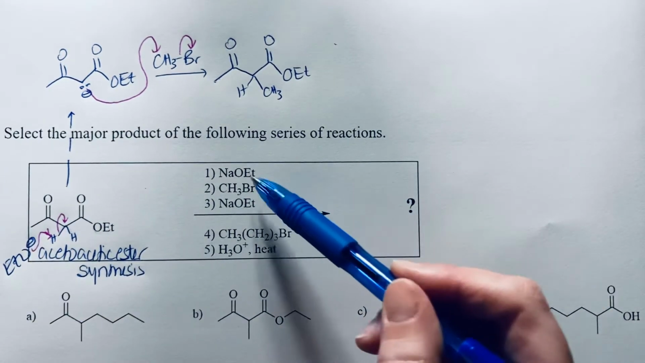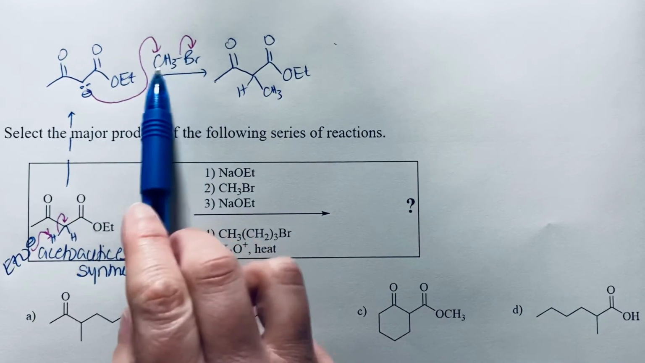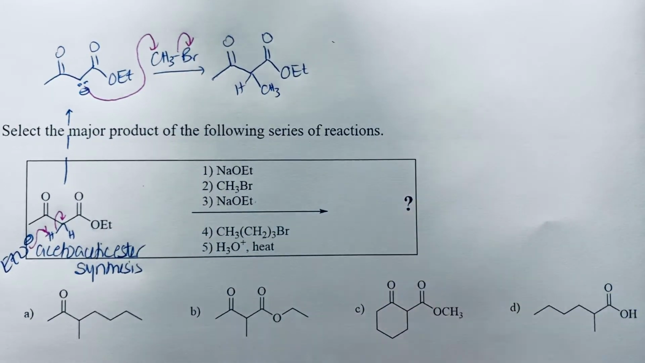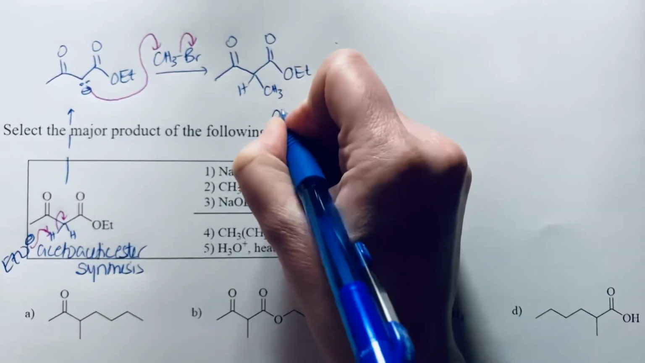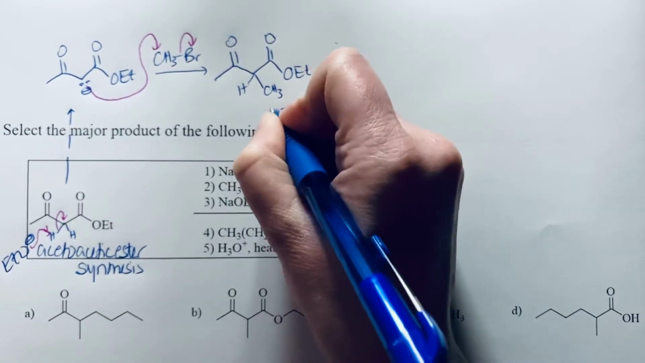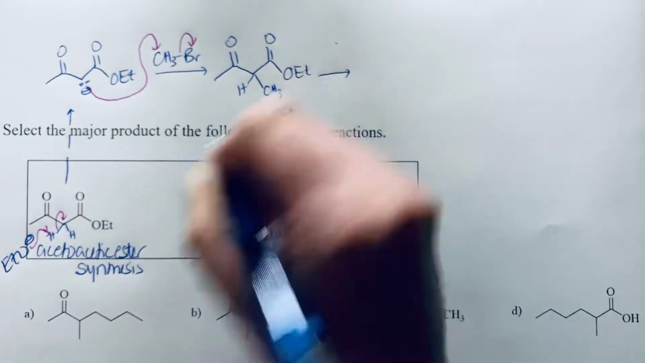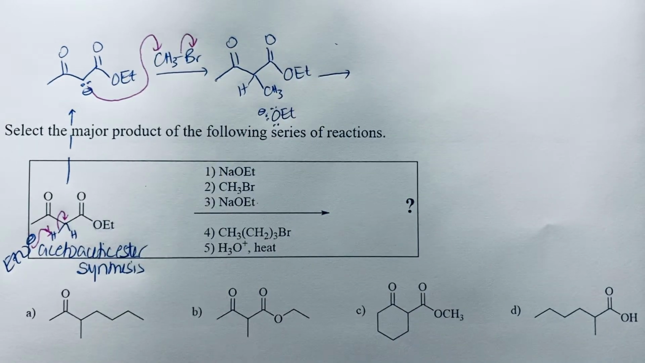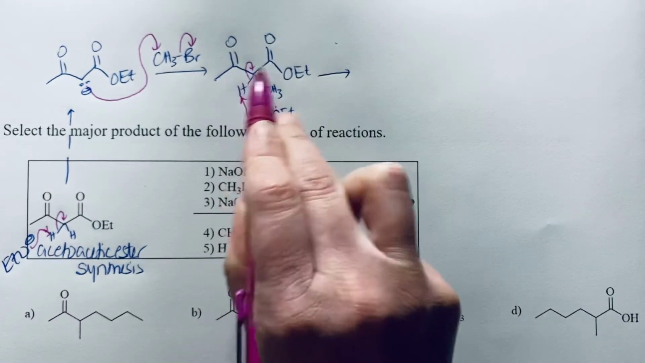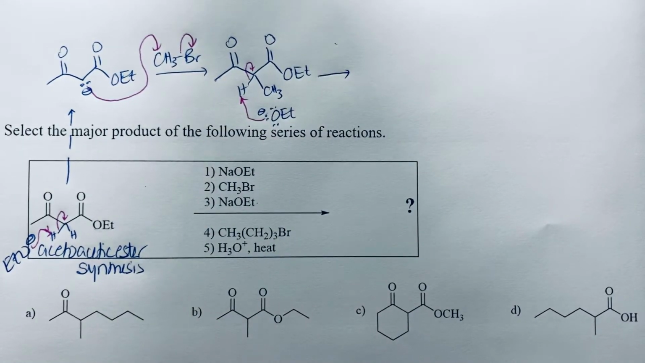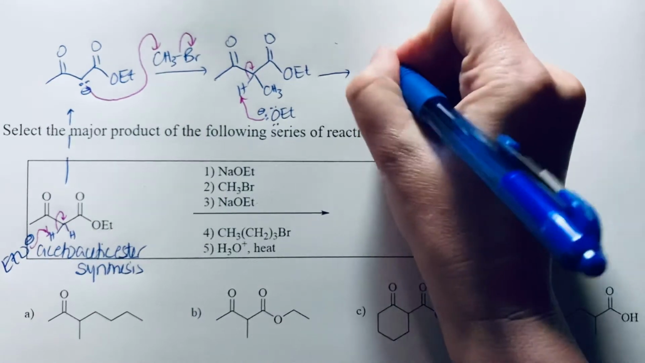So we replaced one hydrogen with one alkyl group, and then we're going to take it through the same series of reactions. So you're going to make an enolate again, using more ethoxide. So we're going to make an enolate once more. It's still the hydrogen in between the two carbonyls that's the most acidic. And so this just gives us a different enolate.